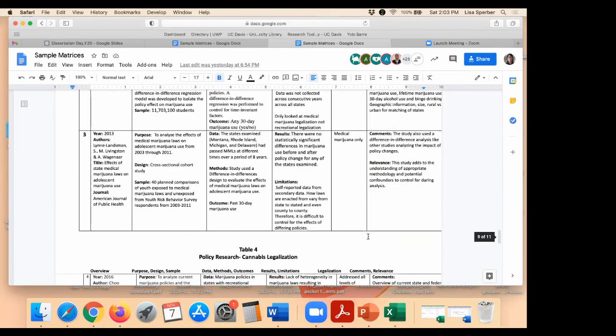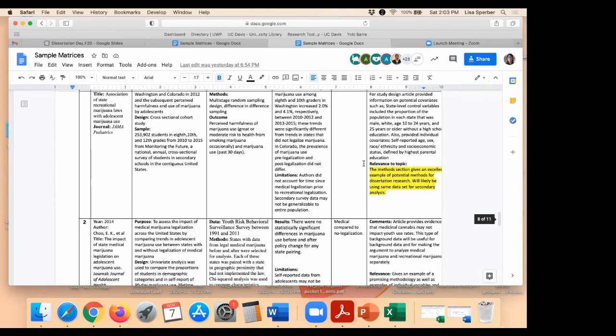I have another, and I had highlighted this, the method section. You probably realize this, but looking at research design or methods is frequently a crucial part of the process, and a lot of people will include a heading on research design in their matrix.